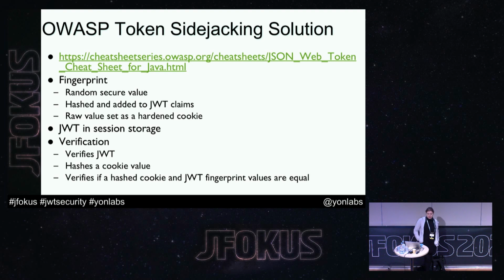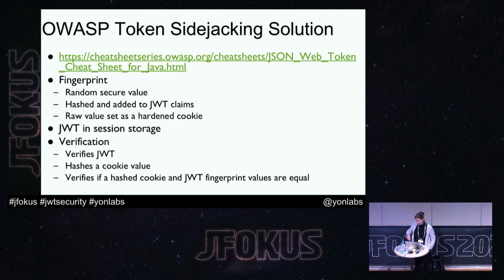To avoid token sidejacking, once a token is leaked, anyone can use it. So to avoid it, OWASP, which stands for Open Web Application Security Project, a non-profit organization that aims at increasing security awareness among developers. OWASP.org is a site you should know, and if you don't, go and check out their resources. They have a lot of good materials about security. So they propose a solution to token sidejacking.